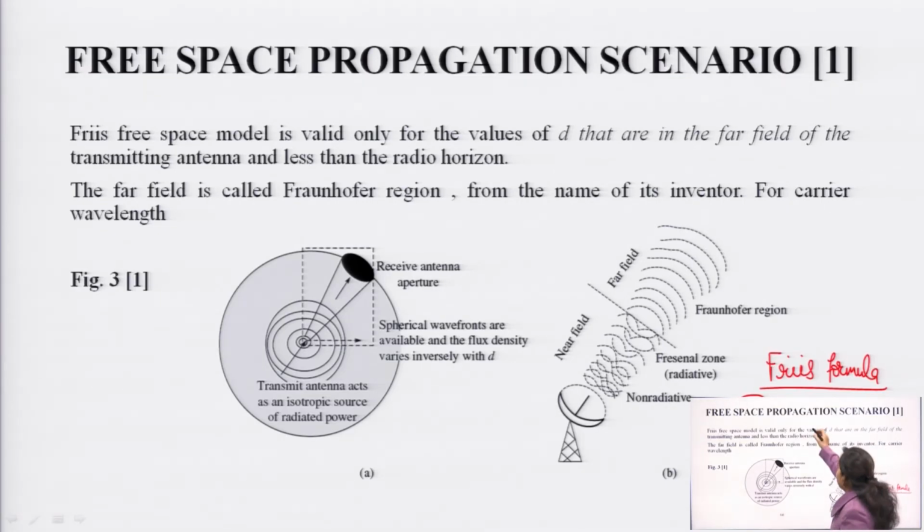So, the free space model is valid only for values of d that are in the far field of the transmitting antenna and less than the radio horizon. So, in this Friss free space model, to calculate the value of PR, we have to consider an isotropic radiator. Isotropic radiator is nothing but an omnidirectional antenna, which is isotropic in nature, and its gain is equal to 1. So, that is known as an isotropic radiator.